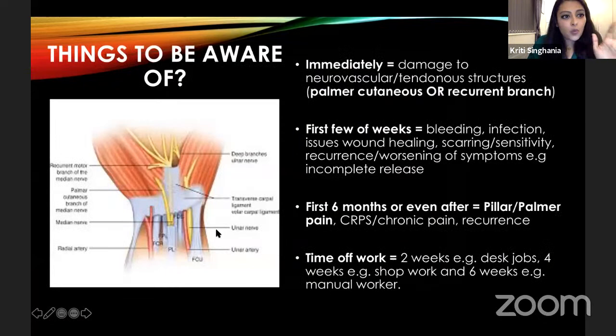And then just to be aware of, it's really important that you know some of the complications. So immediately there could be damage to the nerves, such as the palmar cutaneous or the recurrent branch.